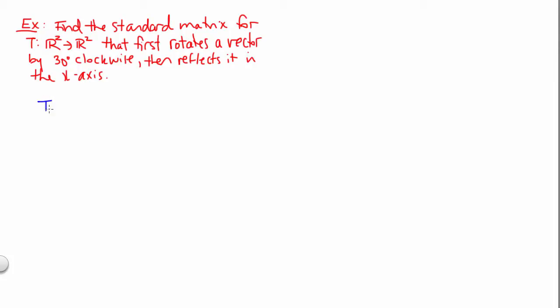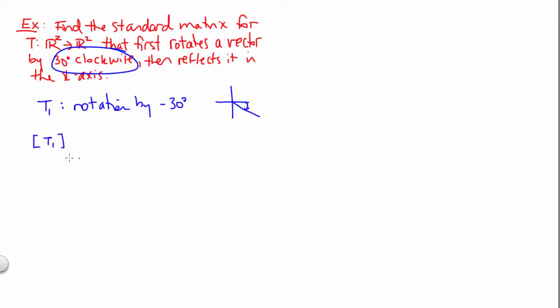Let's call T1 the first step of the transformation. This is the rotation by 30 degrees clockwise. And let's be careful that that's a rotation by negative 30 degrees. So we could draw a little sketch here. Clockwise rotation is this direction, that's negative rotation. So to get the standard matrix for that part of the transformation, we'd write standard matrix of T1 like that.